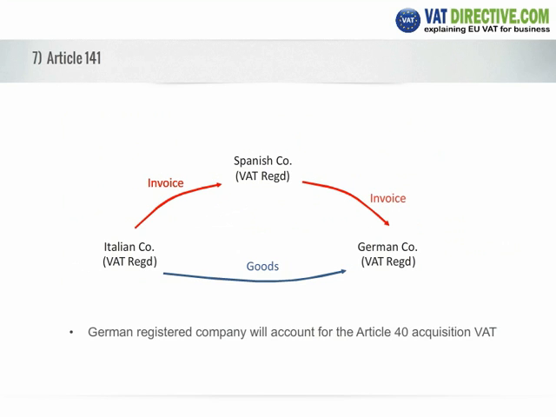Right, just one more point to mention on this screen. The invoice raised from the Spanish company to the German company must obviously comply with the normal provisions within Articles 220 to 236, but one of the extra provisions is that there must be some narrative on that invoice to inform the German company that they've got to account for acquisition VAT. So something like "Article 141 simplification applies." The German company obviously has to realise that they must account for acquisition VAT on this purchase.